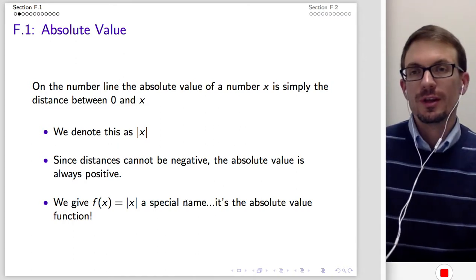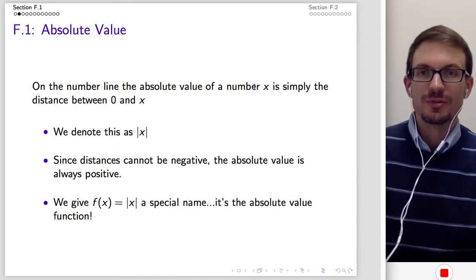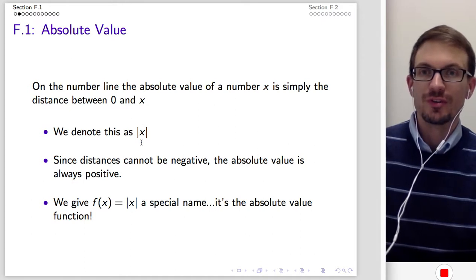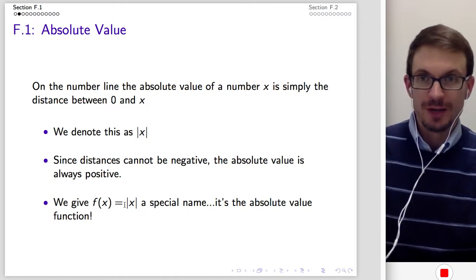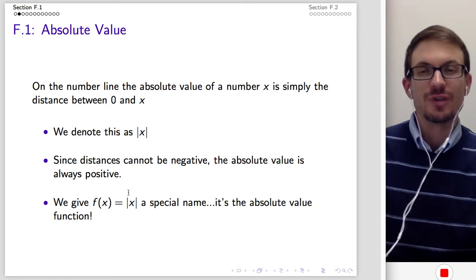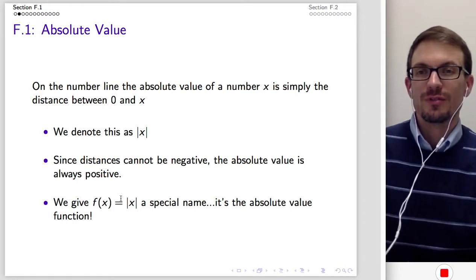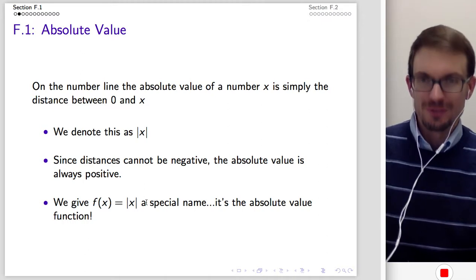Okay, so more formally, on the number line, the absolute value of a number x is simply the distance between 0 and x. We denote this as the absolute value of x, using the vertical bars here. Now, distances can't be negative, so the absolute value is always positive. And this gives rise to an interesting function. We define the absolute value function as f of x is equal to the absolute value of x.